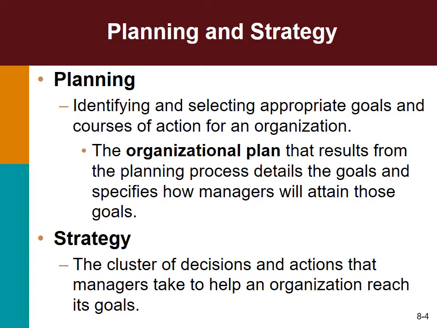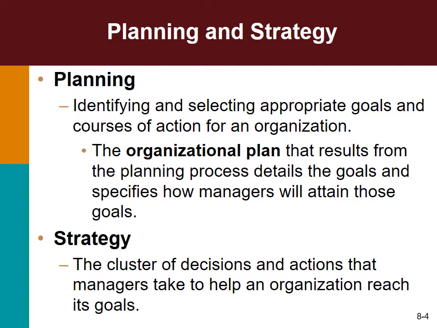And we have said that before in chapter 1. You have to revise chapter 1 once more. You will see that each function has an outcome. The outcome of the planning function performed by managers is the organizational plan. The organizational plan results from the planning process, and it details the goals and specifies how managers will attain these goals. If I have my organizational plan, it should contain details related to the goals set by the manager, and it should also contain details related to how I will attain these goals.